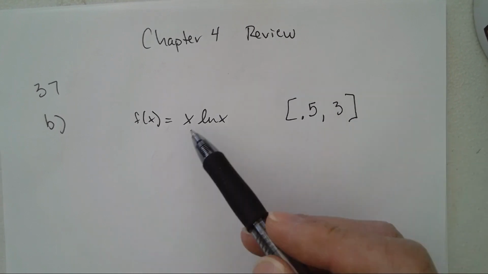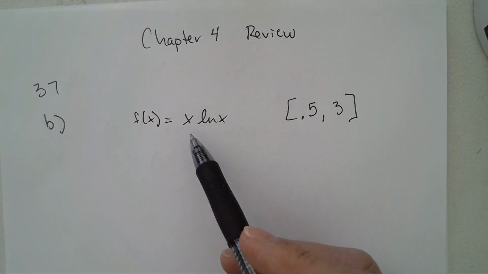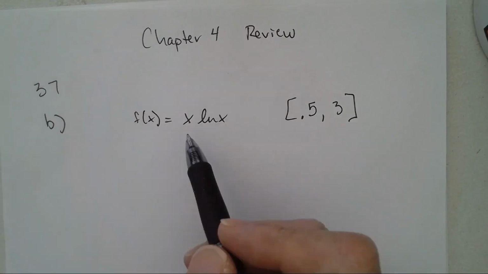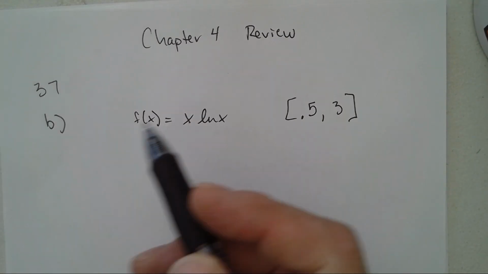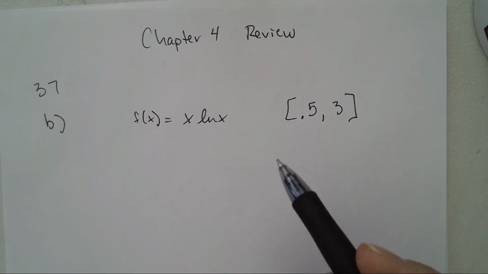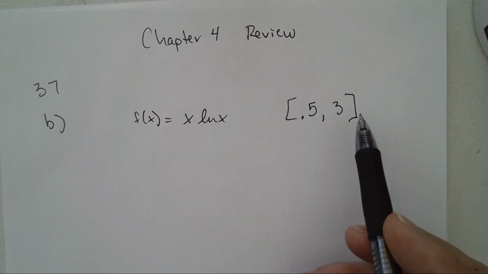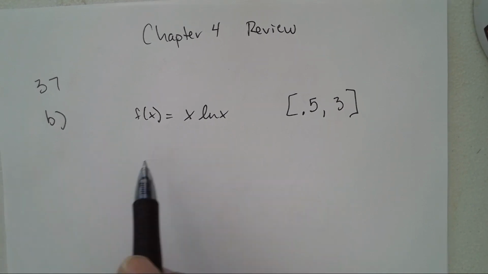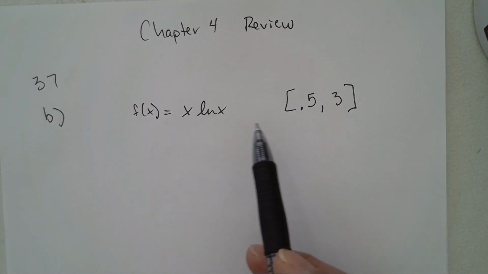So if you look at the graph of x times natural log of x, it's going to be smooth, it's going to be continuous, and so it's differentiable in that interval. So it does satisfy it. Part B is what I asked, find the value or values in that interval that satisfy it.